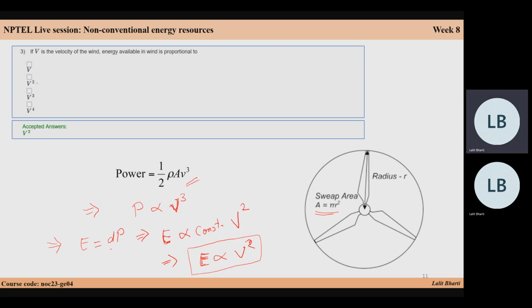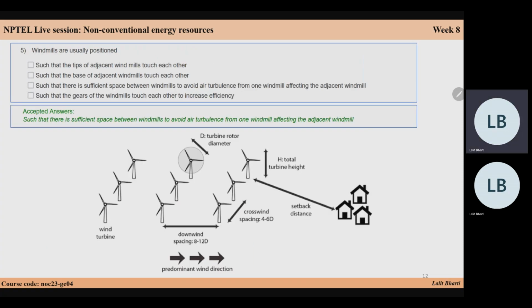So here your option second is correct. Your option 2, E is proportional to v to the power 2, is correct. Now you'll see the next question.